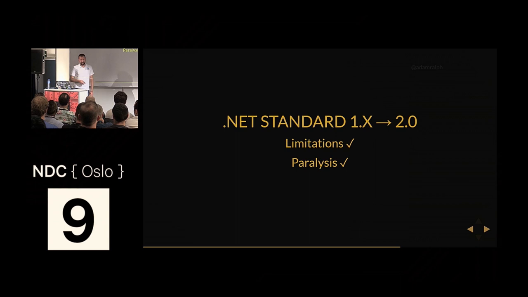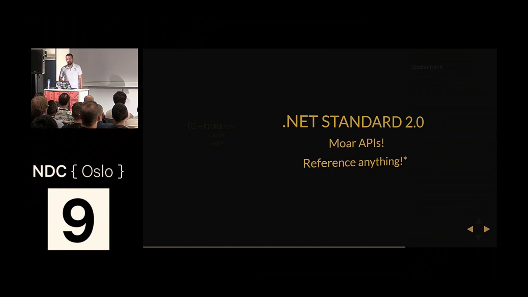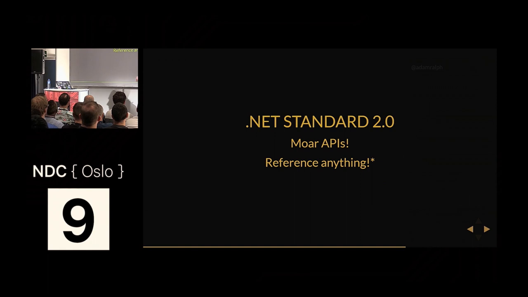So that largely takes care of the paralysis problem. Right, because you can now reference anything. And in a nutshell, that's what .NET Standard 2 is. It's more APIs, 33,000 APIs versus 13,000, and you can reference anything. I put a star here because anything's a little bit of a lie.